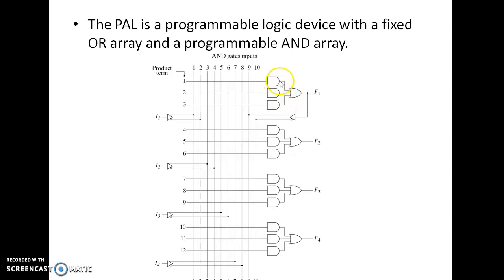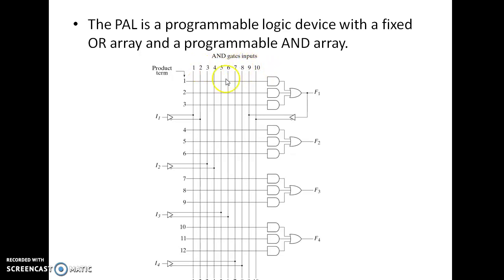Every AND gate output is connected to the OR gate with a single line. There are 3 AND gates, and each output is connected to the OR gate separately. So this is the difference between fixed connection and programmable connection. PAL has programmable AND gate connections and fixed OR gate connections. This is a typical architecture, and these are the product terms and these are the AND gate inputs. What these numbers are, we'll be discussing later.